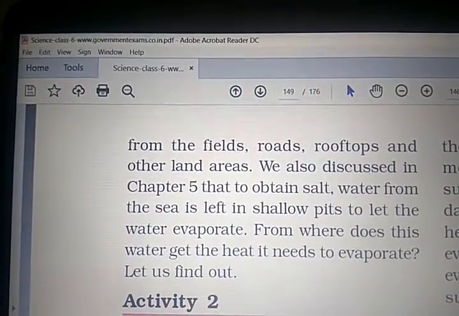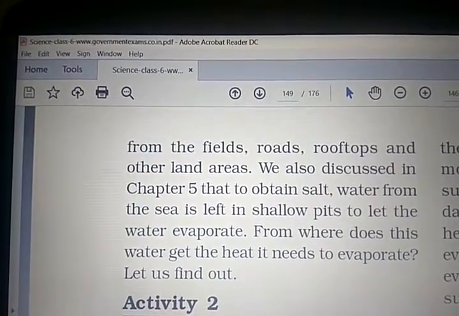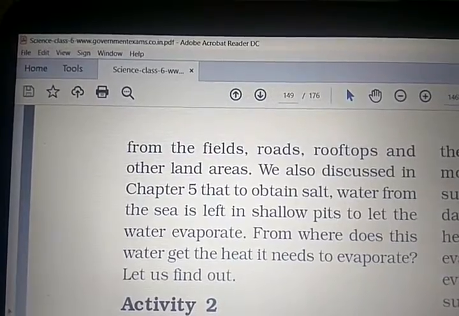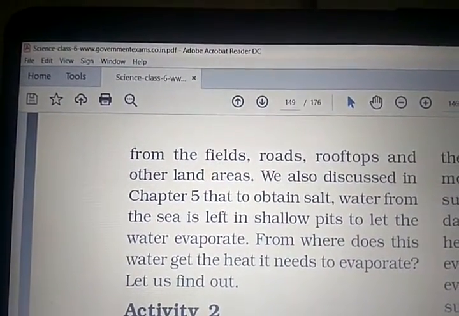So, from where does this water get the heat it needs to evaporate? The answer is the evaporation process. So, in the water cycle, evaporation is the first step.